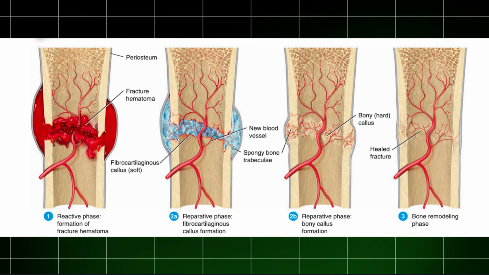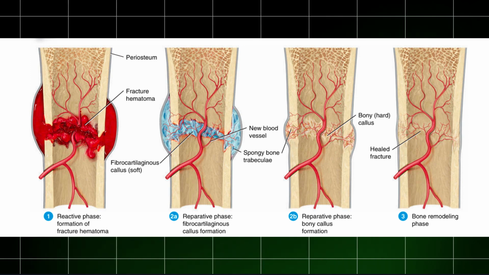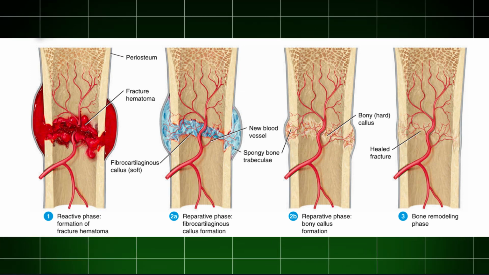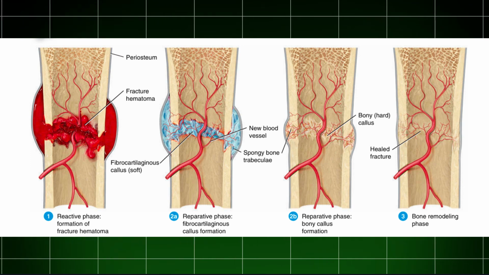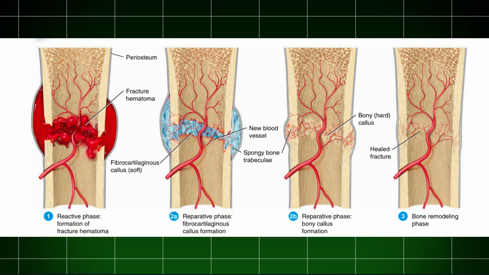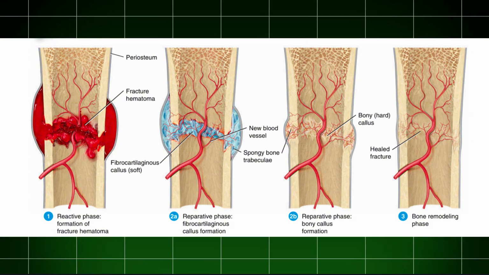Bony callus formation. Closer to healthy bone tissue, special cells called osteoblasts start creating spongy bone. This replaces the soft callus with a hard bony callus over 3 to 4 months.